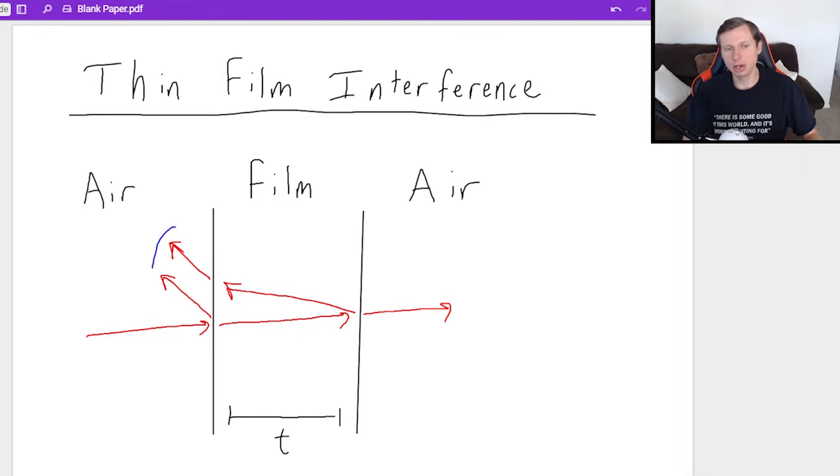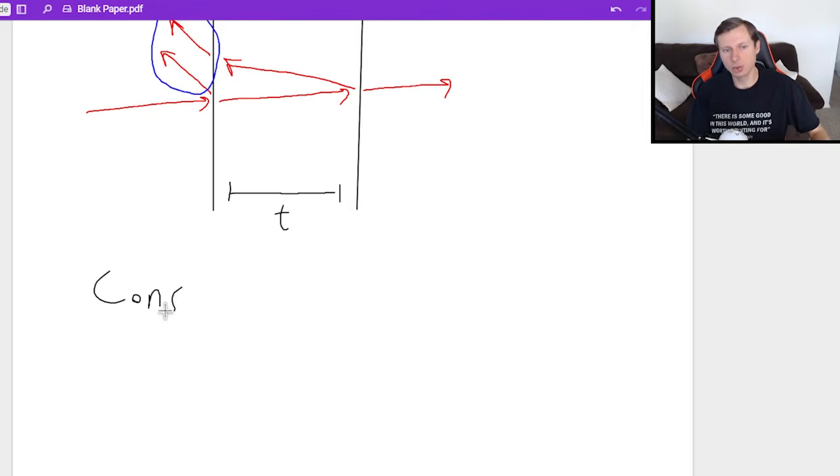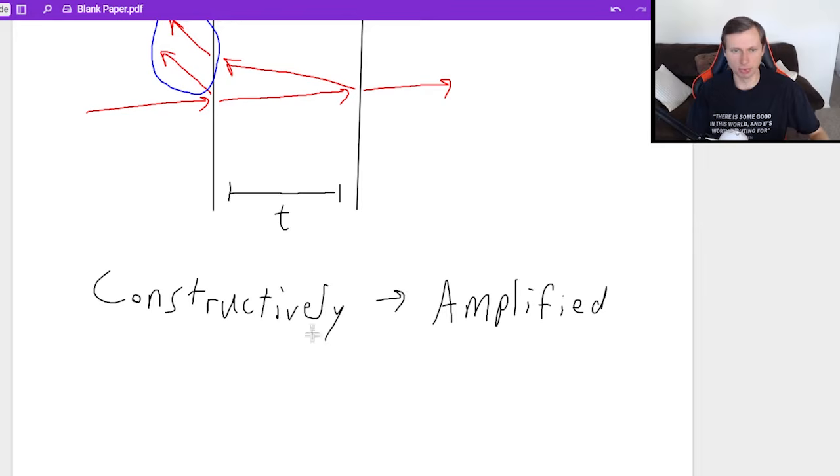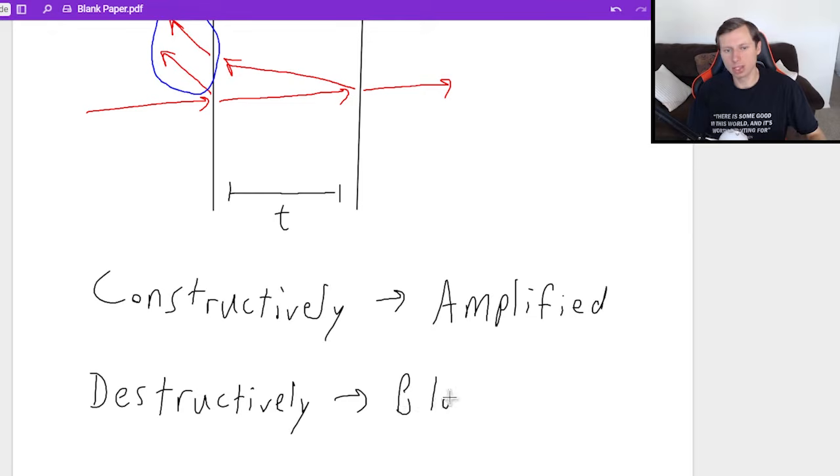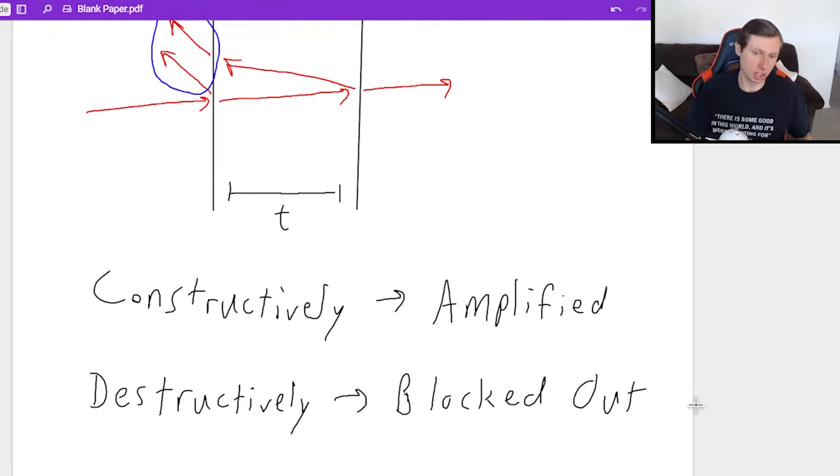Now what's important here is these two rays, because it's possible that they can either add constructively or they can add destructively. And when they're added constructively, those two arrows, I'll tell you that the light is going to be amplified, like it's twice as strong as before. And if they add up destructively, well then that's when the light is going to be blocked out. In other words, you don't see the light anymore.